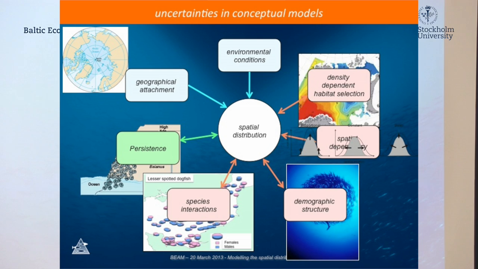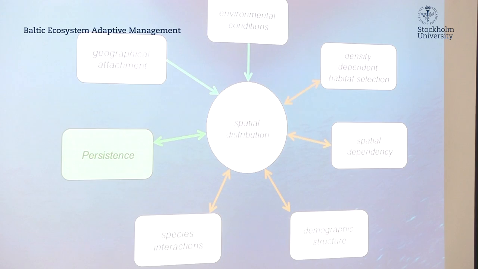Okay, so this is the whole set of conceptual models, and in fact, when you start building a model, you should have in mind that all of these are not exclusive, so all of these could occur simultaneously. So the distribution you observe is the result of a combination of all of these plus maybe others that I've not listed here.